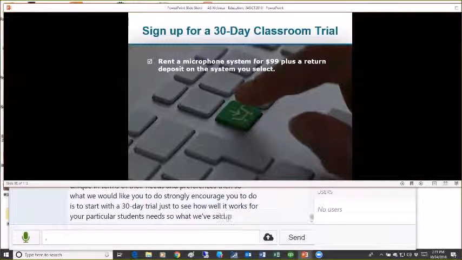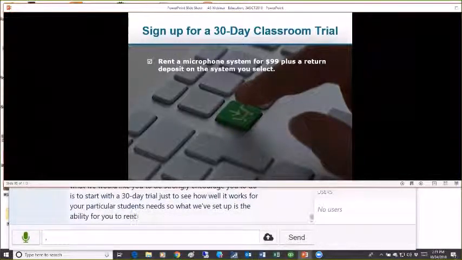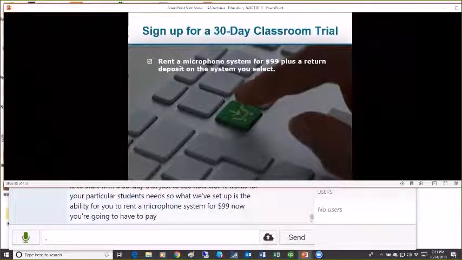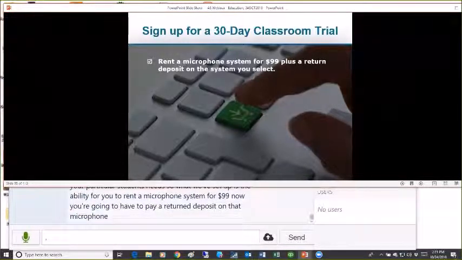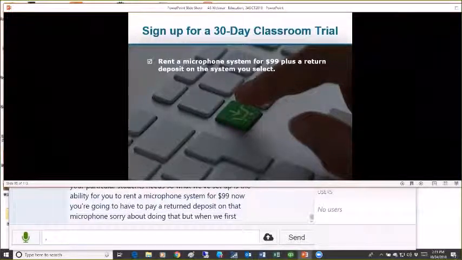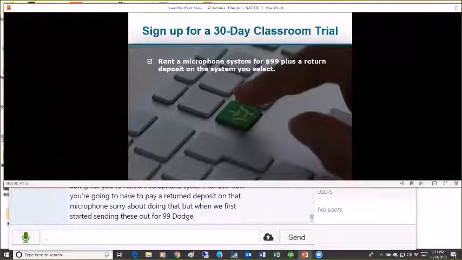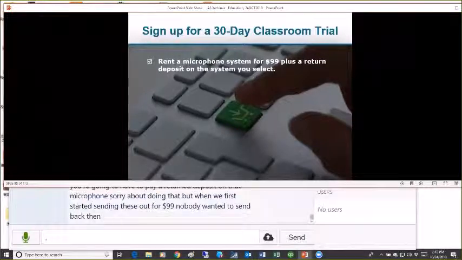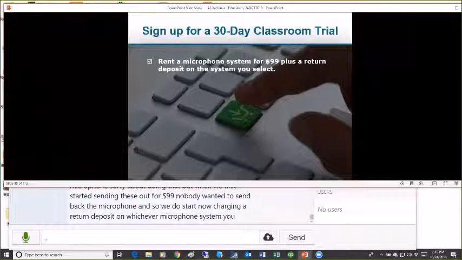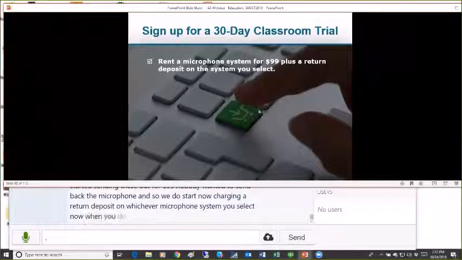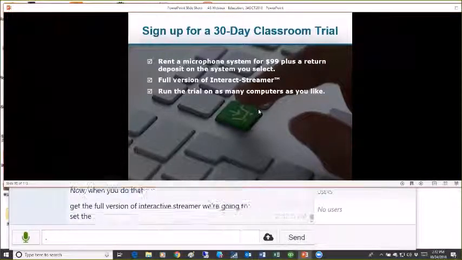So what we've set up is the ability for you to rent a microphone system for $99. Now you're going to have to pay a return deposit on that microphone. Sorry about doing that. But when we first started sending these out for $99, nobody wanted to send back the microphones. And so we do now charge a return deposit on whichever microphone system you select. Now, when you do that, you do get the full version of InteractStreamer. We're going to set this up for you.